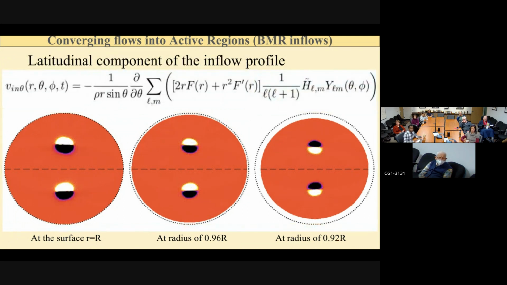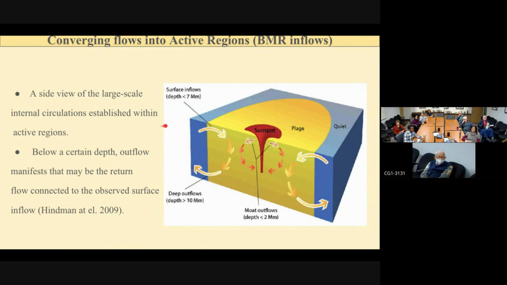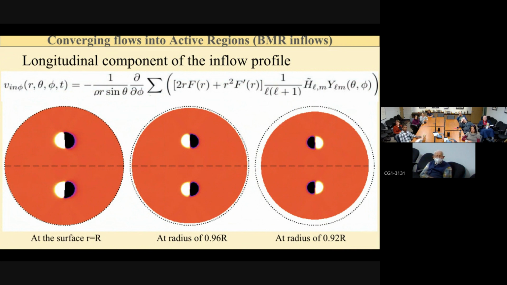Let's look at the latitudinal component. This is at the surface, the left panel is at the surface, and this is somewhat deeper down at 0.6 radii. But in the right panel, if you recognize the color, it reverses. That means the inflow at the surface is outflow deeper down. Let me remind you with this figure. So the surface inflow is a manifestation of outflow deeper down. And similarly, this is the longitudinal component of the inflow, which reverses from the inflow at the surface, and so reverses deeper down at 0.92 solar radii.